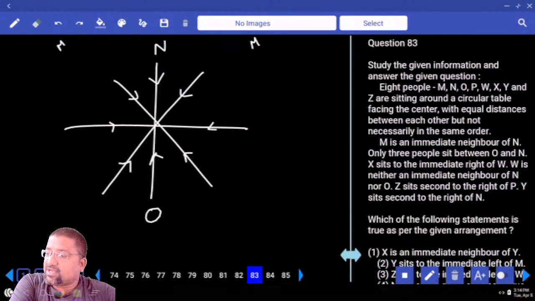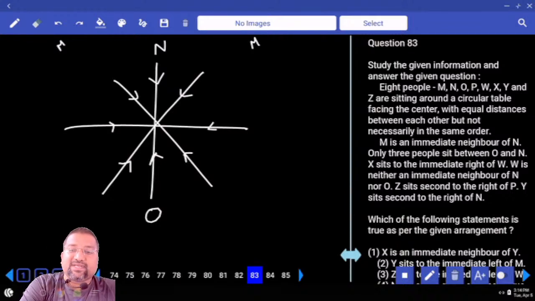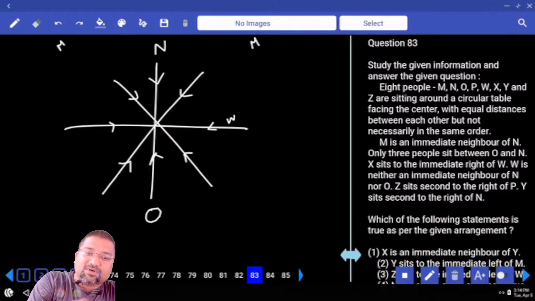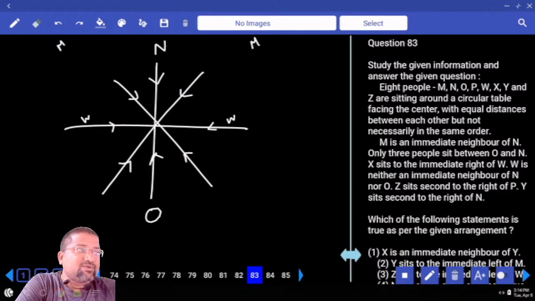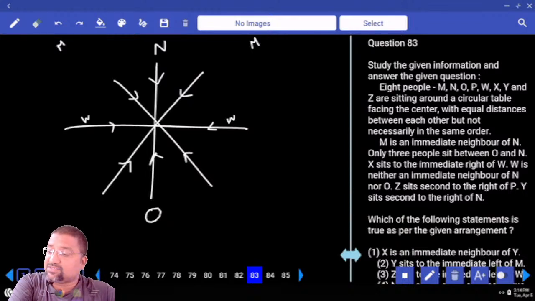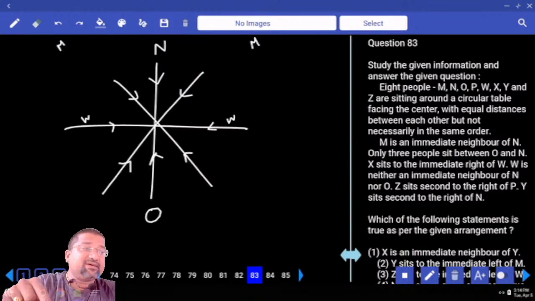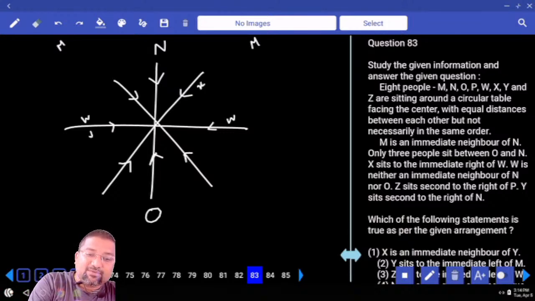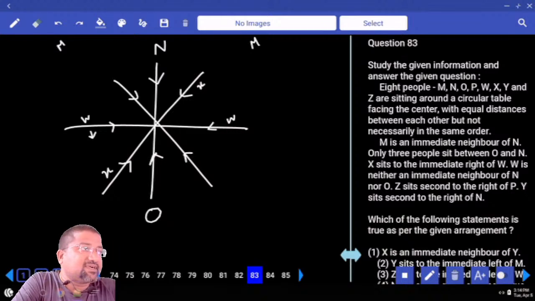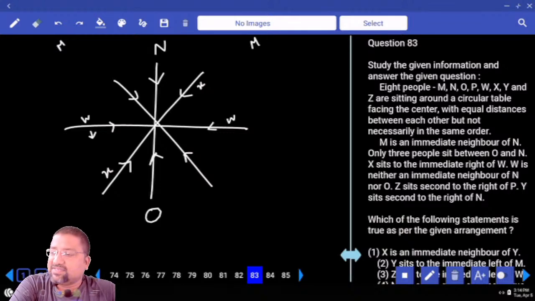X sits second to the right of W. W is neither an immediate neighbor of N nor O, so W has how many possibilities? 2 possibilities. Maybe this is W or this is W. Other than this, W does not have any other possibility. One point is for sure: X sits second to the right of W. If this is W, this is X. And if this is W, this will be X here. So multiple possibilities, still we don't have any clarity. We'll continue to read.